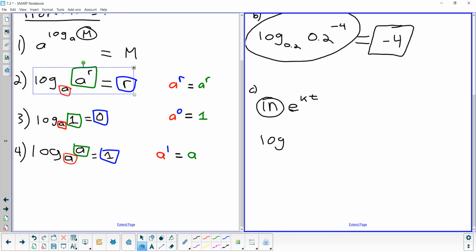Log base e. That takes the place of what I just circled, log base e. Now copy down the rest of the problem. Put the argument, e to the kt. Now we can see we have a log where these two things match. So that is property 2. So in this case, what would my answer be? Yep. kt, whatever k times t is.